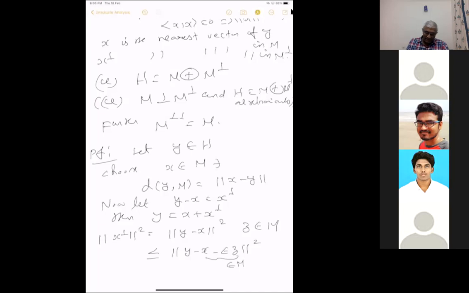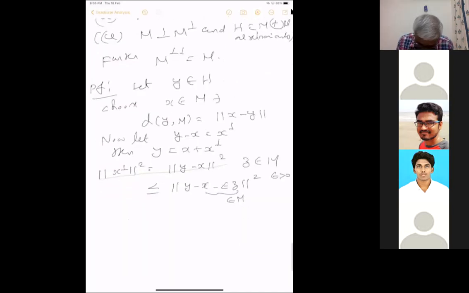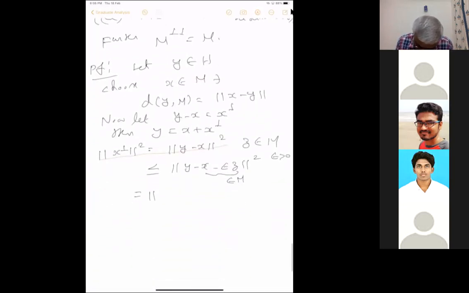Epsilon is something arbitrary greater than 0. This is true. Clear, no? So now I expand this. I don't want to write y minus x, so this is norm x perp squared. Write it like this: minus 2 real part of inner product of x perp and epsilon z, plus epsilon squared times norm z squared. So we have norm x perp squared on both sides.